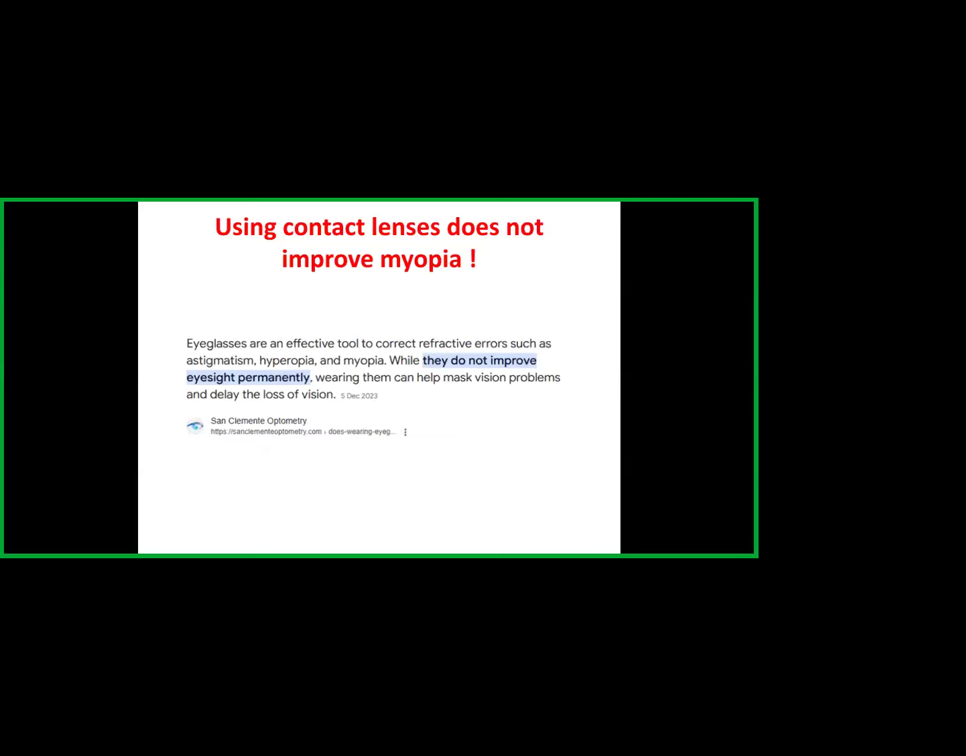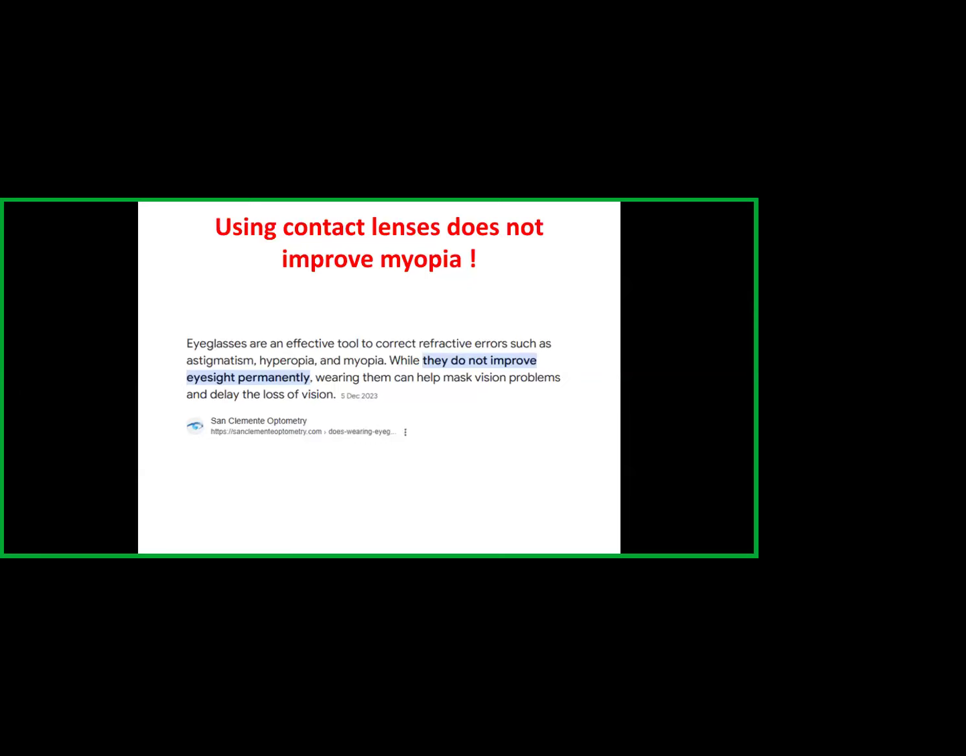So let us discuss what contact lenses do. As I asked before, does regular and continuous usage of contact lenses help in improving vision? The answer is no. There are no proven physiological evidences showing that continuous usage of contact lenses will help to improve visual problems. It actually only delays the loss of vision. That's all. And there are no physiological evidences proving that the use of contact lenses is helpful for improving vision.